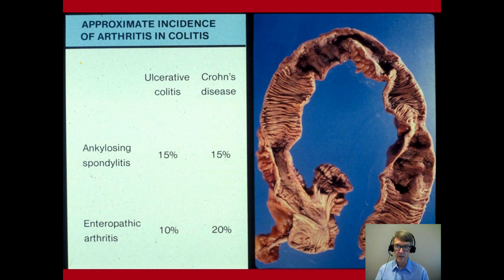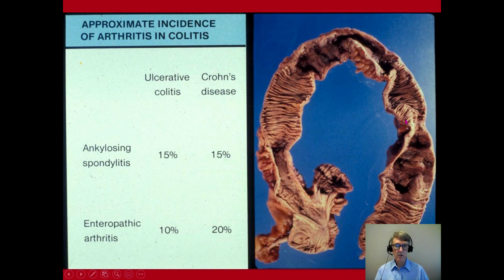Now this is just showing the incidence of arthritis with colitis. Ankylosing spondylitis can occur in up to 15% of patients with ulcerative colitis or Crohn's disease. And with respect to peripheral arthritis, up to 20% of patients with Crohn's disease or 10% of patients with ulcerative colitis can have an associated arthritis.